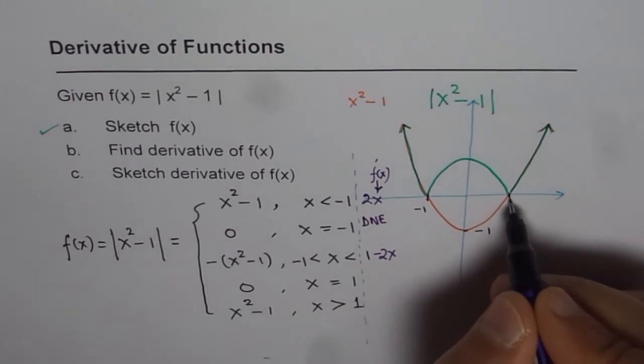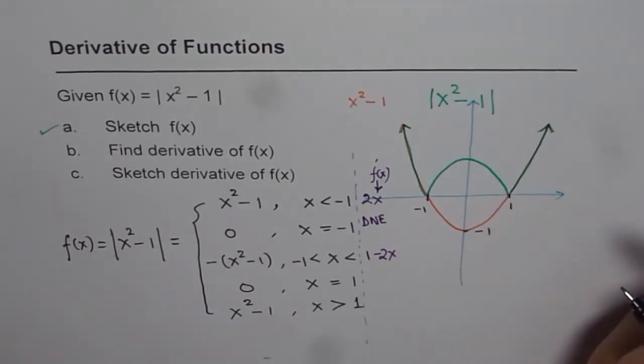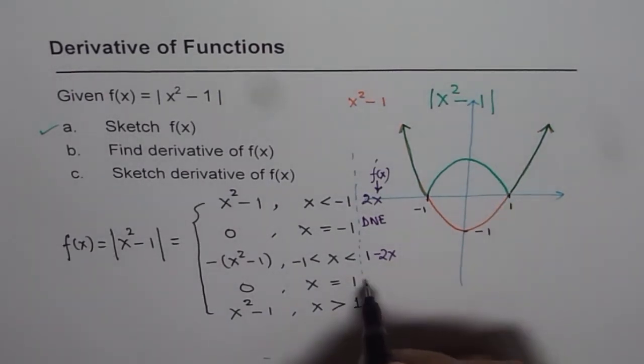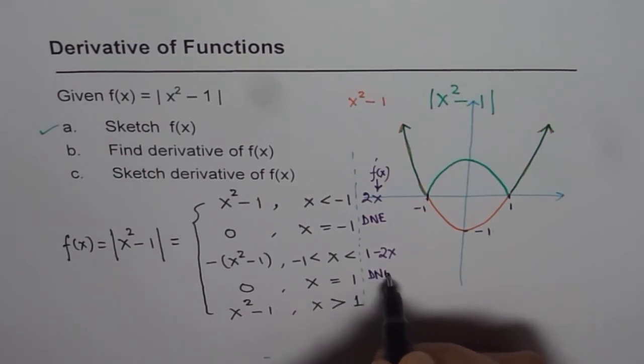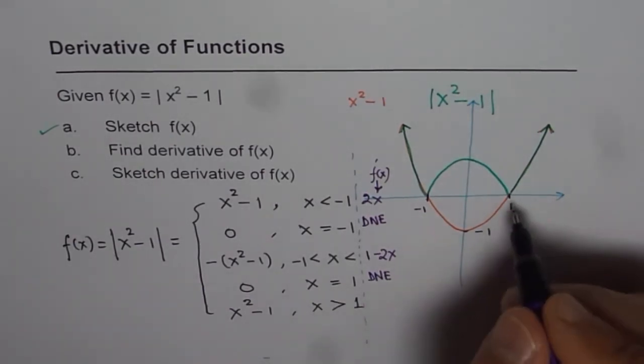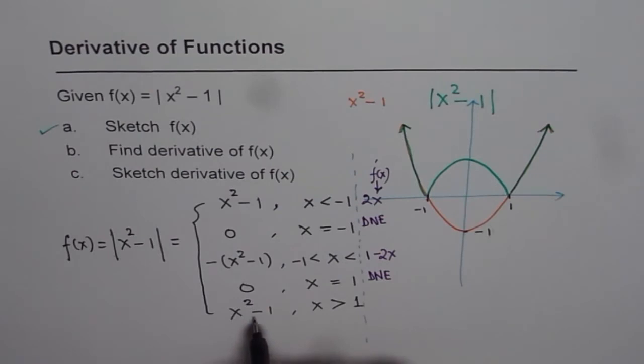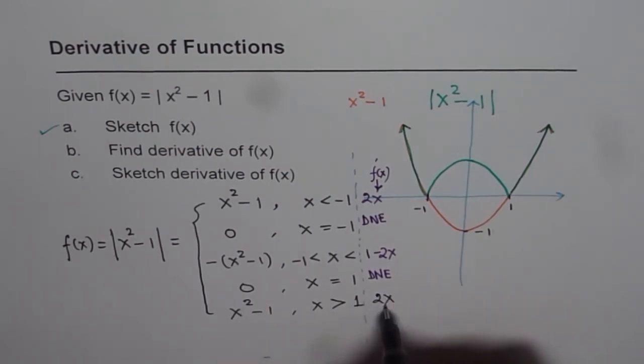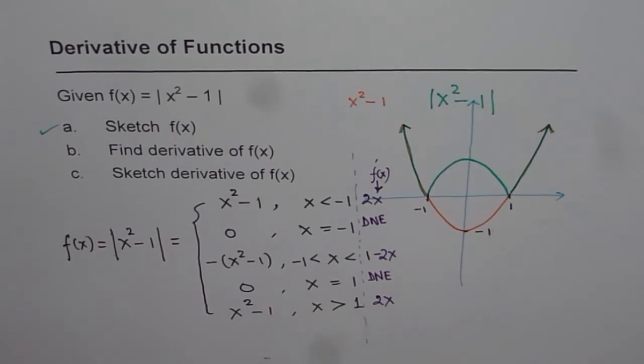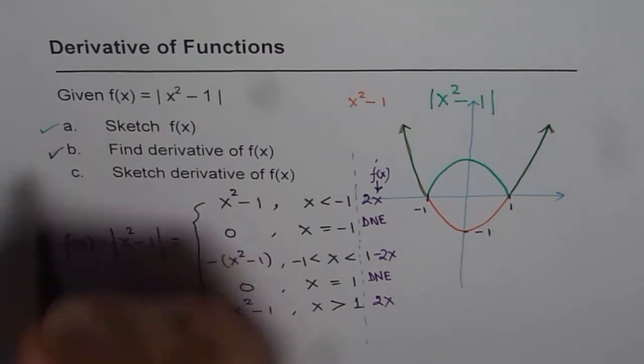At 1, it is undefined since it's a corner, right? So we'll say does not exist. And beyond 1, the function is x squared minus 1, and the derivative is 2x. So we'll write 2x here. So that is the derivative for us for different intervals. So that is our part B, right?